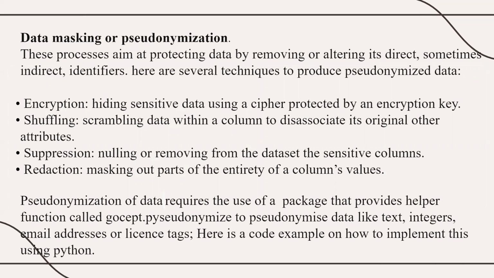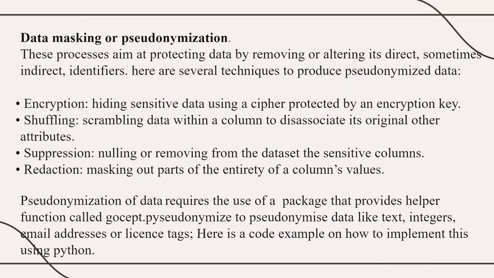We also have suppression. Suppression is nulling or removing sensitive columns from the dataset. So we have sensitive columns, maybe like phone number columns, email columns, or bank account columns, and we can remove them from the data sets, or we can null them. We can change all the figures to null, and nobody knows what information is being stored in that particular column. We also have reduction, which is masking out part of the entirety of the column's value.